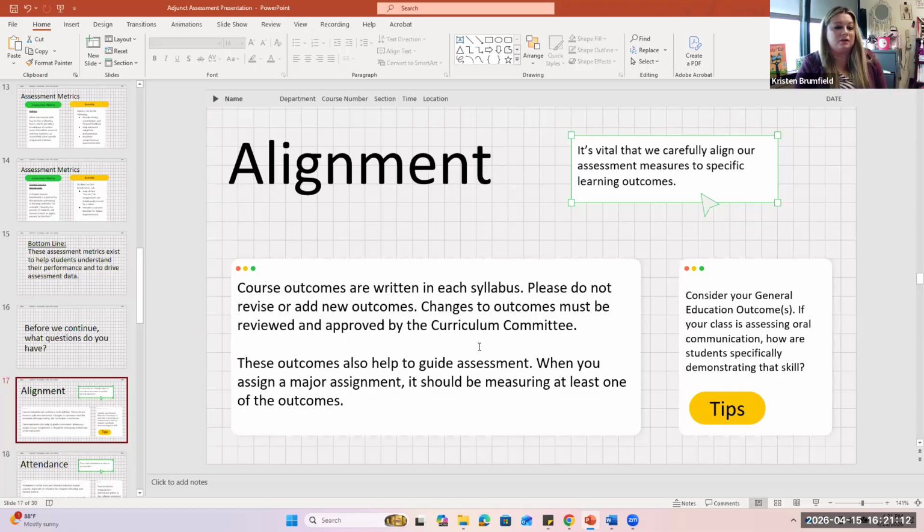And so a tip that's on here is to consider your gen ed outcome, which those are already on your syllabus that you're given. But if your class is assessing oral communication, for example, how are students specifically demonstrating that particular skill? And it's vital that we carefully align assessment measures to specific outcomes, because if there is not alignment, and I have not been 100% on that in the past, I'll be honest, then when you go to do your assessment report, your data collection for your assessment is not going to give you what you're looking for. So that is the significance of ensuring everything aligns.